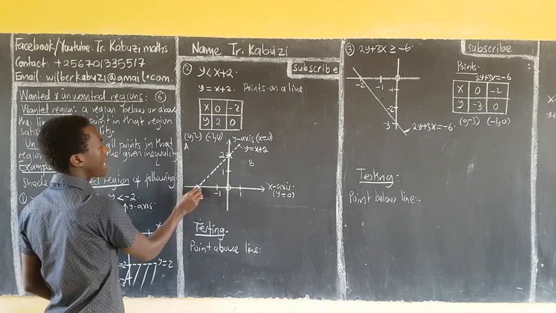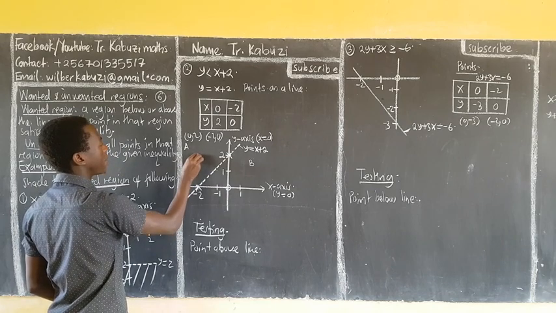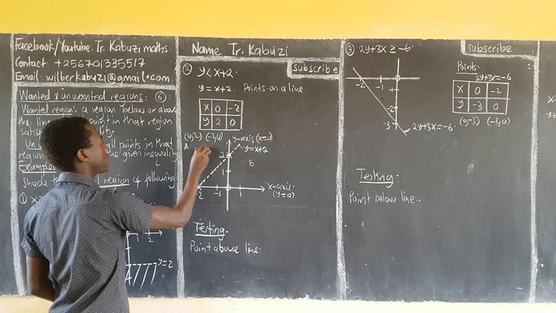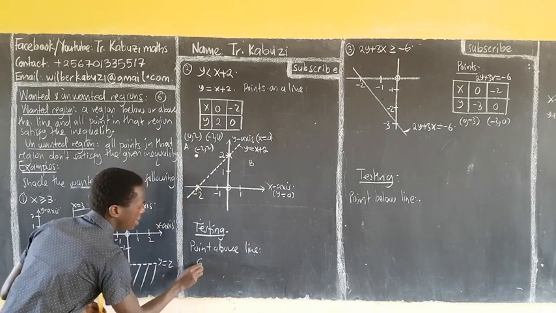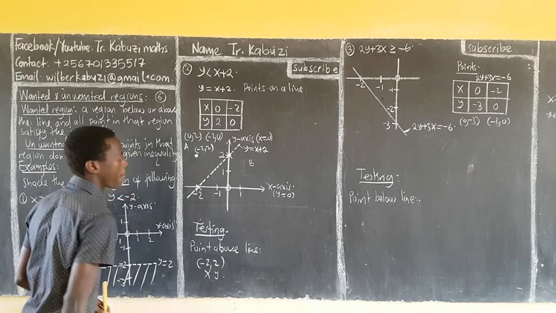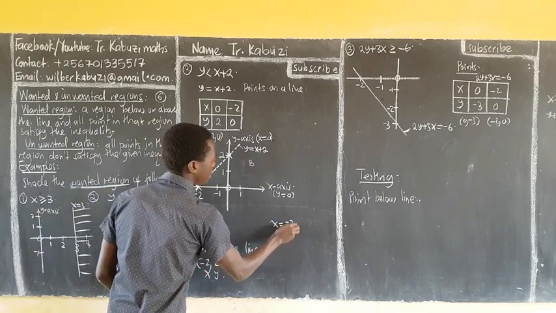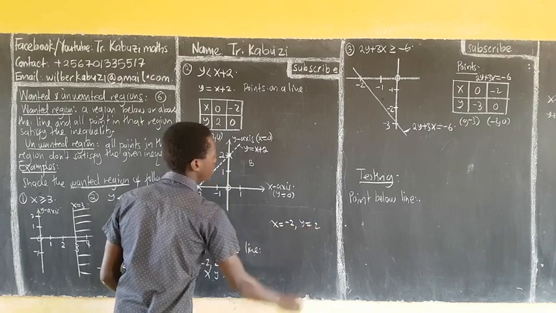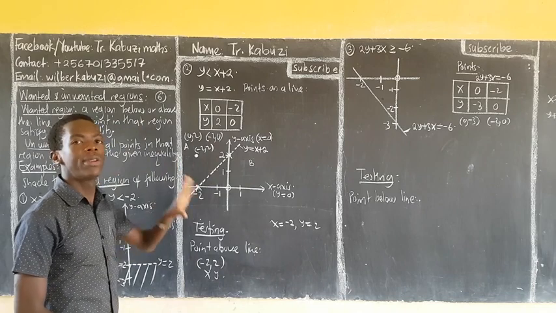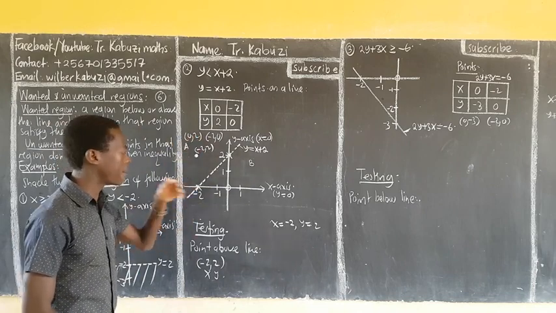So let me take negative 2, 2. The point is negative 2, 2. You see that this is the x, this is the y. Meaning my x is negative 2, my y is 2. Now notice, don't ever choose points on the line. You choose points above or below, not on the line.